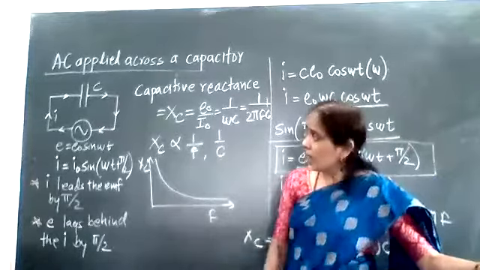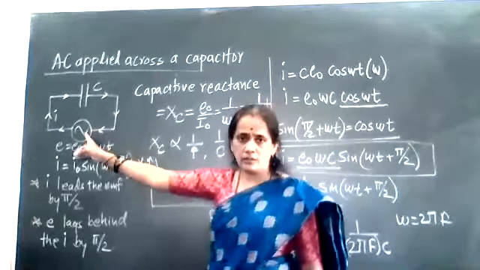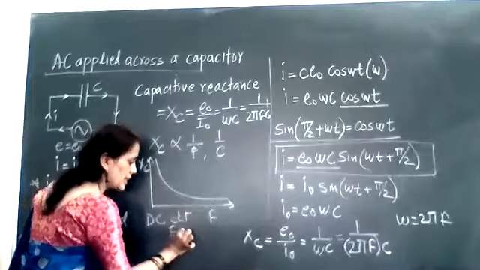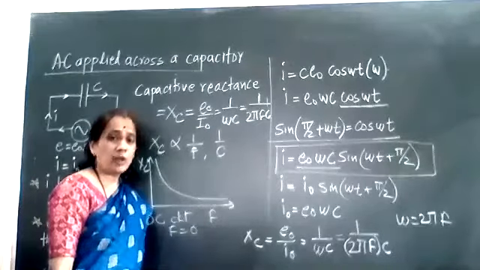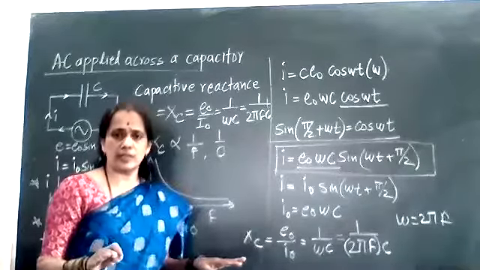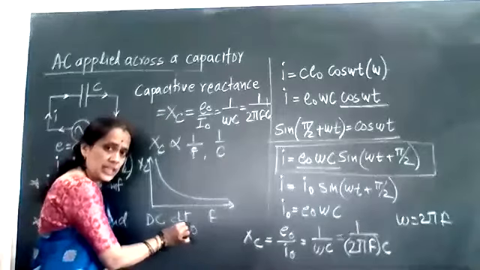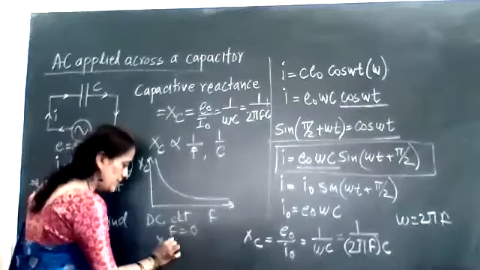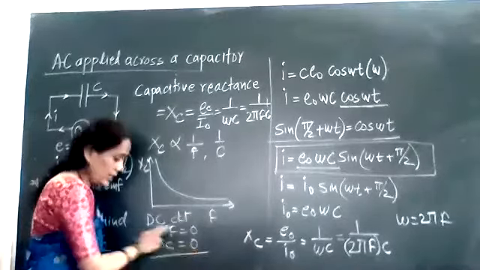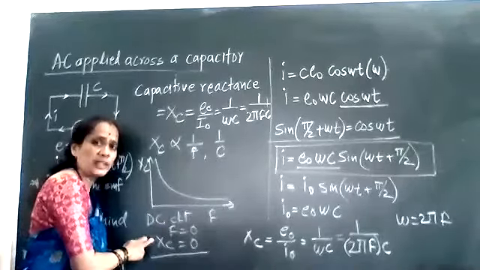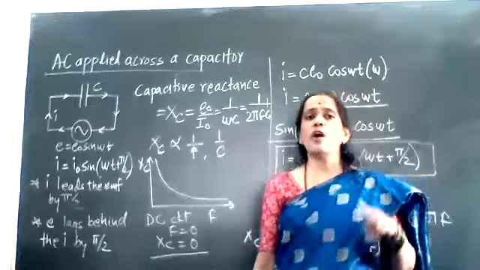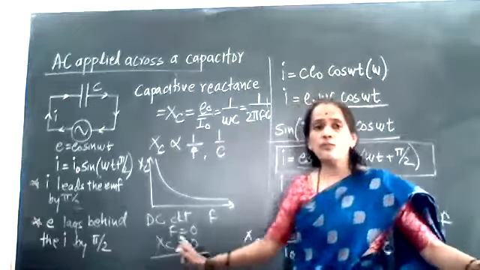But if I apply a DC voltage, in the DC circuit, frequency is equal to 0. Because in DC we get a constant voltage. Constant voltage means there is no change in frequency. No change in frequency means in a DC circuit frequency is 0. So in a DC circuit Xc is equal to 0. So in the DC circuit the resistance offered by the capacitor is 0. Therefore, a capacitor always blocks AC, but it allows the flow of DC current.